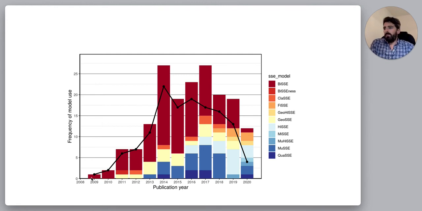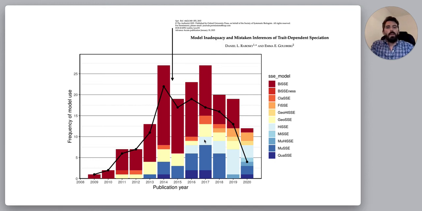Since our inception, there was a rapid increase in SSE model use, largely driven by the BiSSE model, until a conspicuous slump around 2015, whereafter approaches including hidden states such as HiSSE rose in popularity. This slump corresponds to the publication of several key papers criticizing SSE approaches, such as this one by Rabosky and Goldberg. And this is perhaps a good example of how such critical papers can shape how we do research.